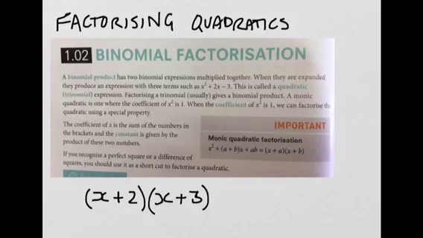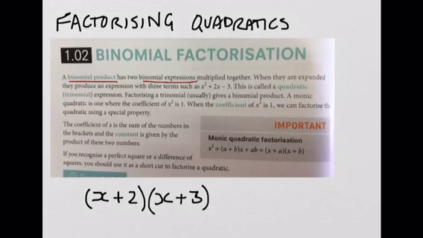This lesson will look at factorising quadratics and take examples from 1.02 in the textbook on page 8, binomial factorisation. So the textbook reads, a binomial product has two binomial expressions multiplied together. So what does that mean?